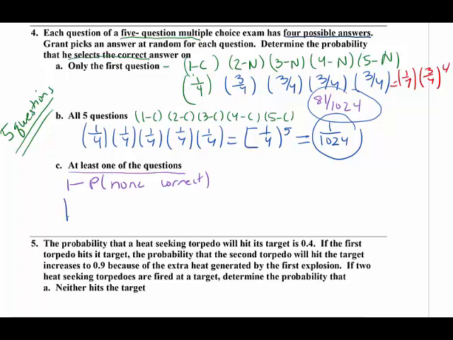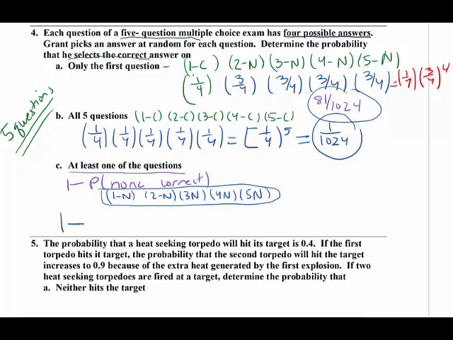So remember what this means. This means the first one is not correct, second is not correct, third is not correct, fourth is not correct, fifth is not correct. So that's just, again, idea-wise, how you understand that piece. When we're picking more than one, we're multiplying, right? So first one not being correct is 3/4. Second one is 3/4. Third one is 3/4. 3/4. 3/4. So we should have 1, 2, 3, 4, 5.